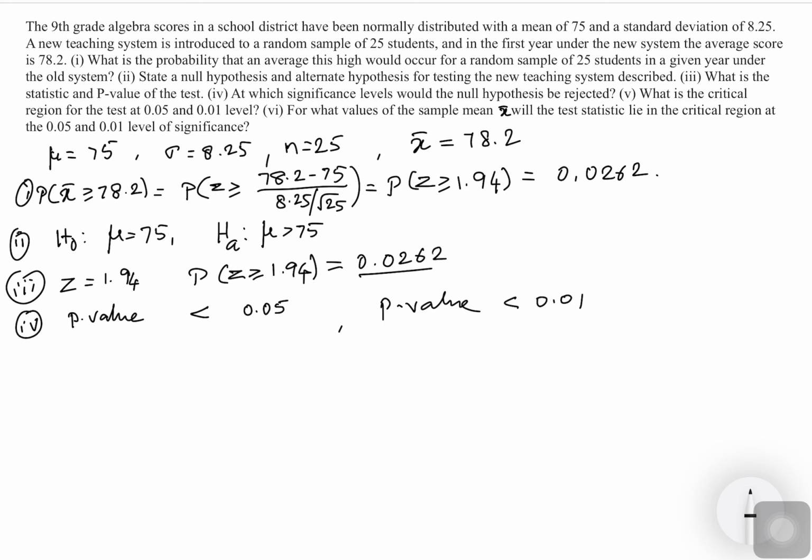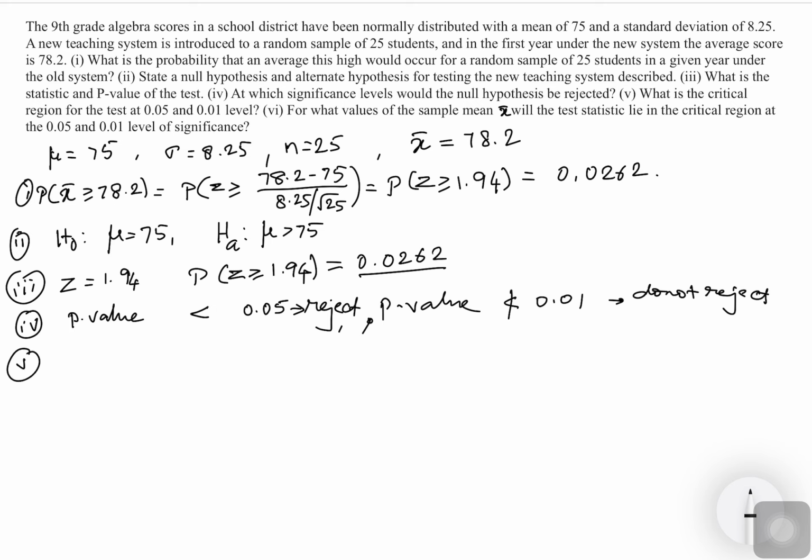So here you see that 0.02 is certainly less than 0.05. So we are going to reject the hypothesis at 0.05 level of significance, and here the p-value is not less than 0.01. So we do not reject the hypothesis. We will not reject the hypothesis at 0.01 level of significance.